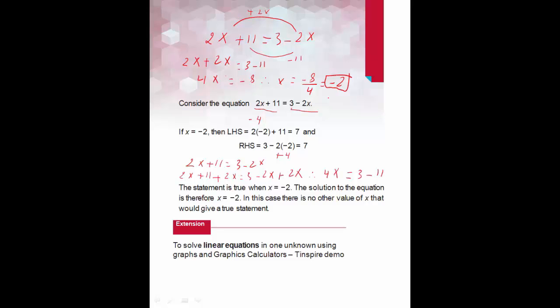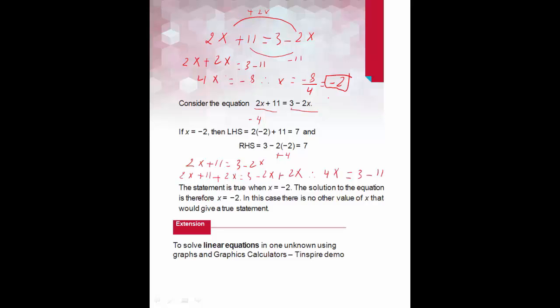Alright, so this is discussing when you do have a solution. Okay, now before we move on to the other types, what we're going to do is talk about the extension now, the third method, and also the bonus to the extension.